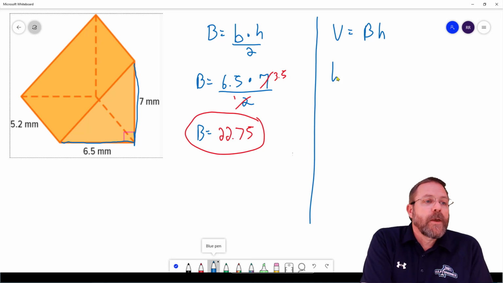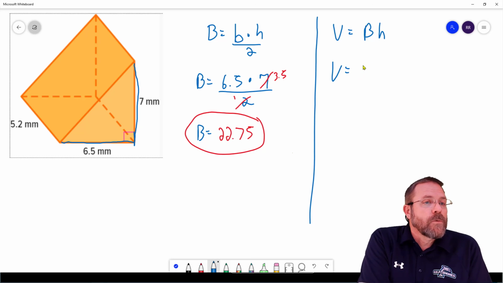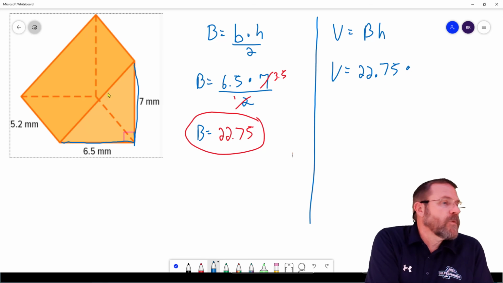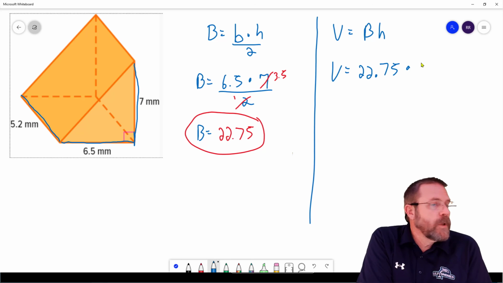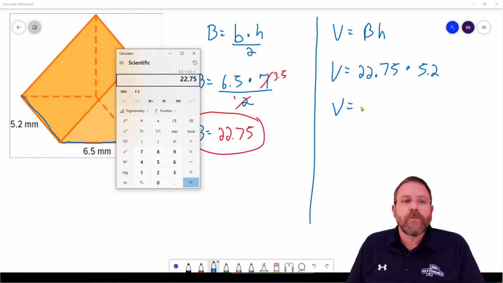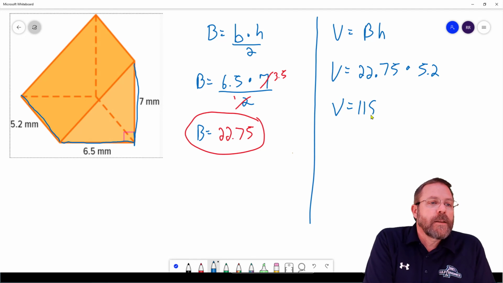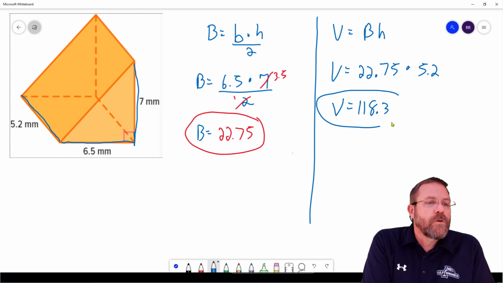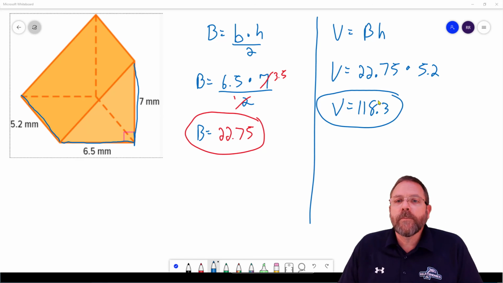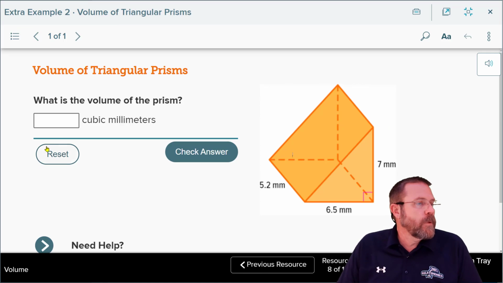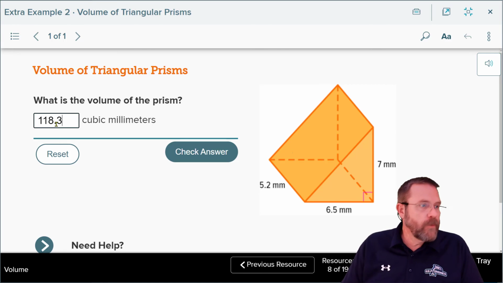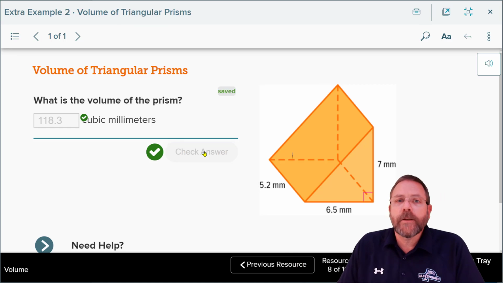Now I'm going to plug that in to find the volume. Volume is equal to the base area we found, 22.75, times the height. That's going to be this distance right here, the distance between my triangular bases, which is 5.2. Volume is equal to 22.75 times 5.2, enter. We're going to have 118.3, and that's cubic millimeters. So now we can jump back to our textbook, type in our 118.3, check it, and the answer checks.